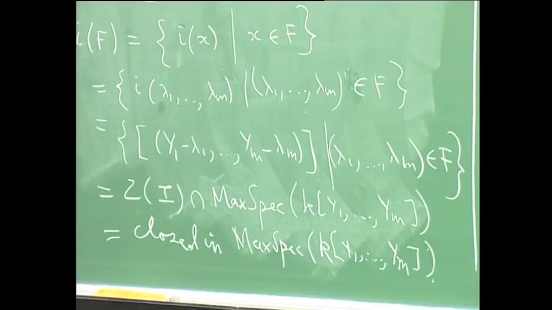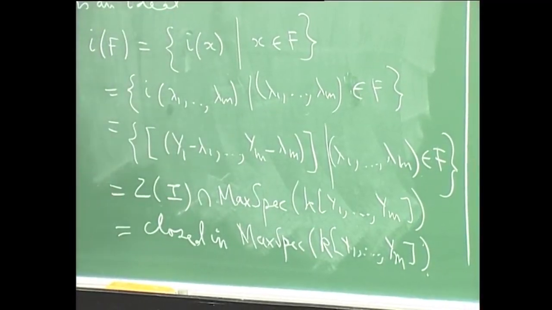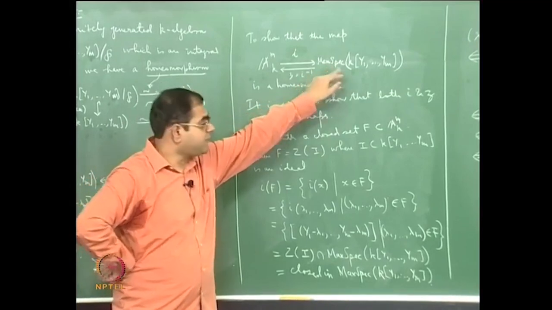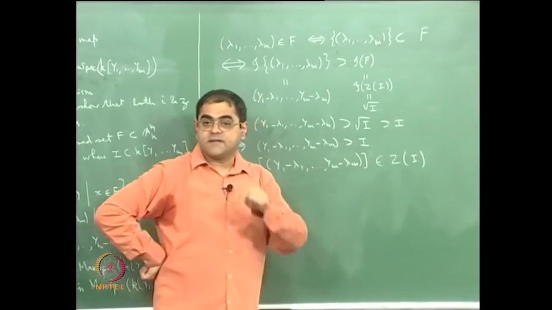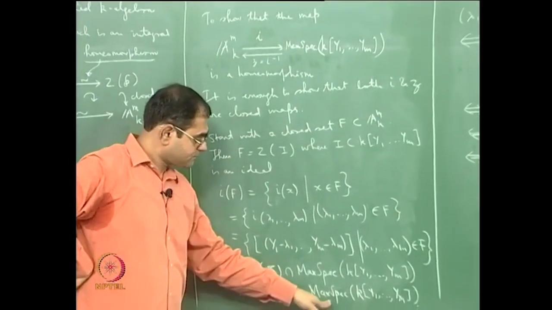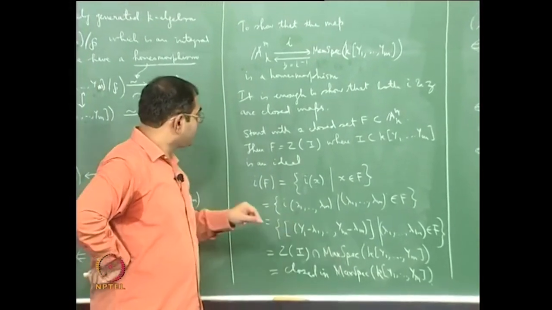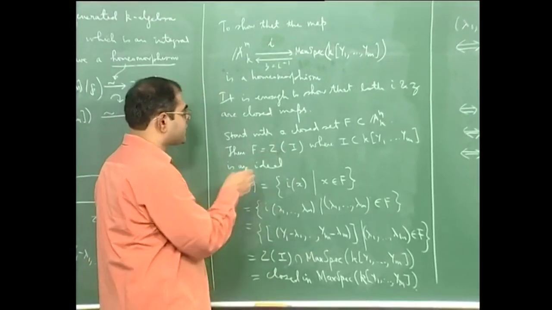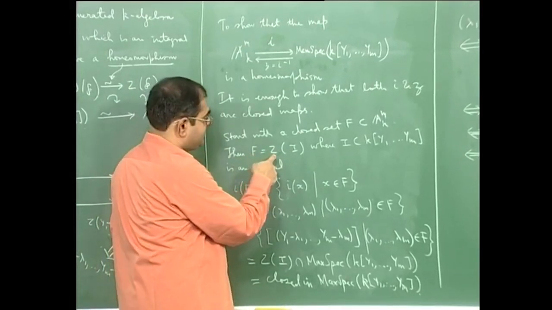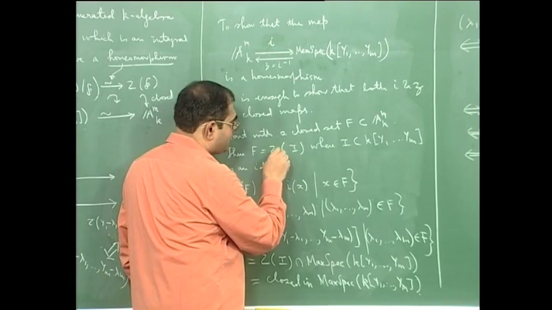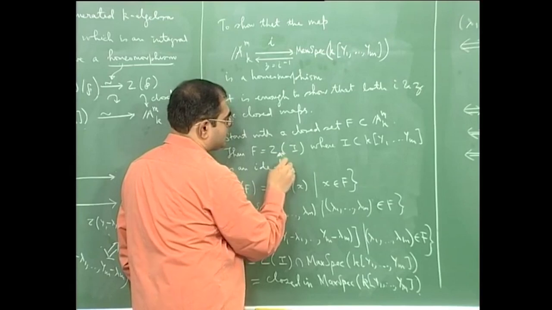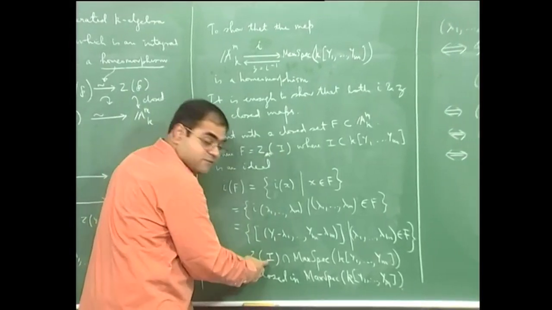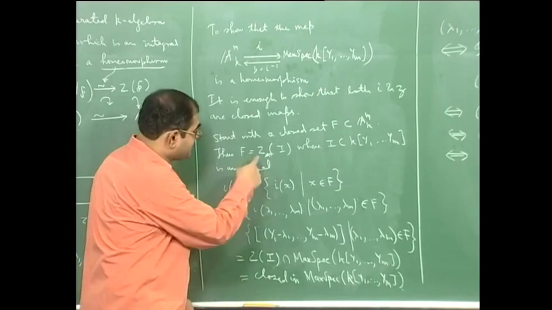Mind you, if I take Z of I in the spectrum, it will consist of all those prime ideals which contain I. But I'm looking at only maximal ideals which contain I. So I will get Z of I intersection the max spec, and what I want you to understand is there is a small element of confusion. This Z of I is the zero set of the ideal I in A^m, whereas this other zero set is the zero set in spec R. So there is a difference between this Z of I and that Z of I.